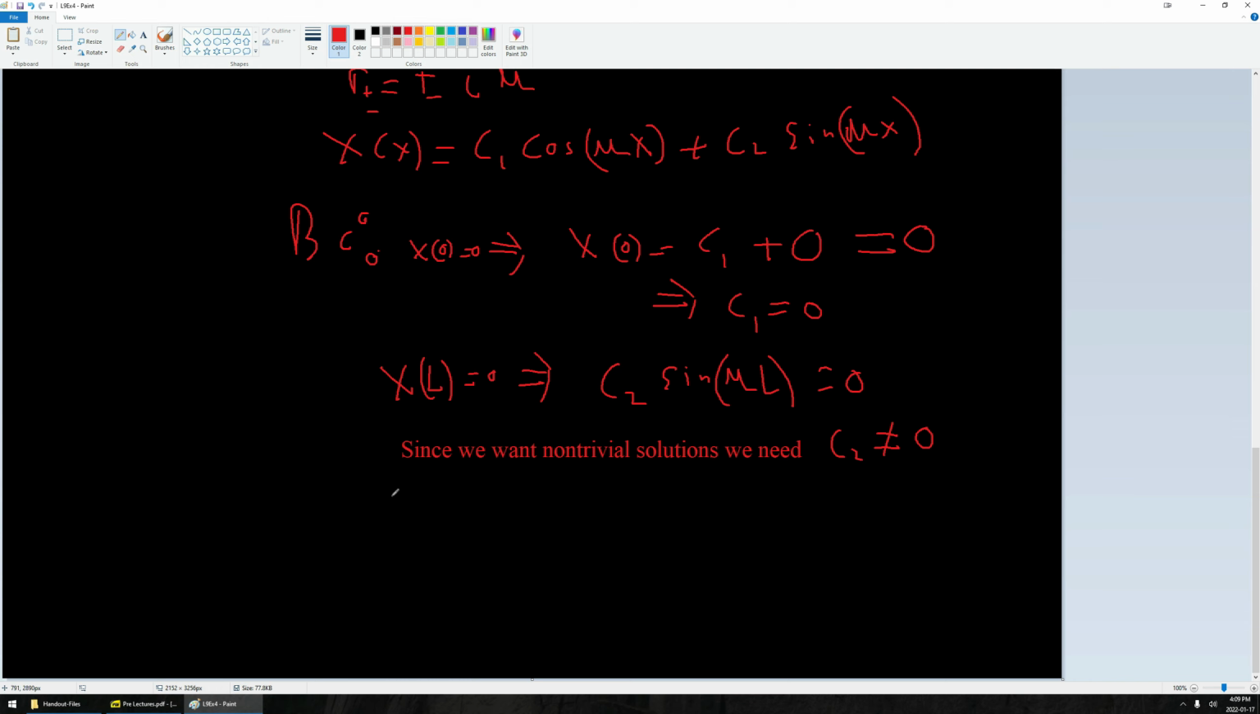So from here we can say that I need the sine of mu L to be 0. But L is a physical parameter. It was given to me, like Fred gave it to me, whoever gave it to me.